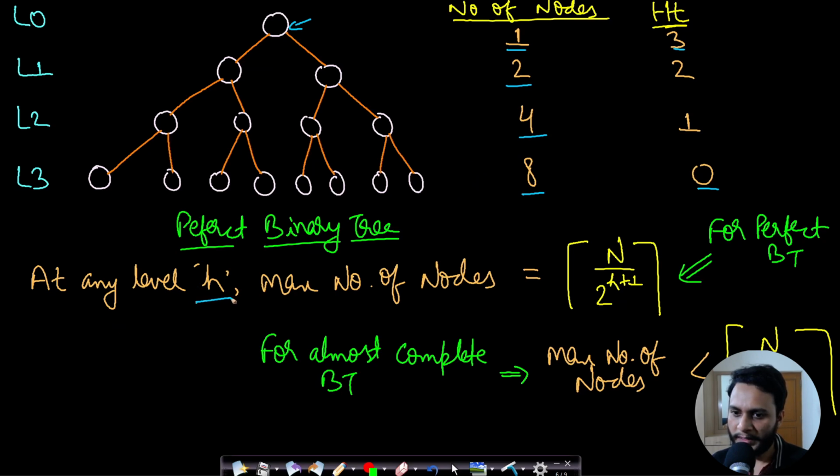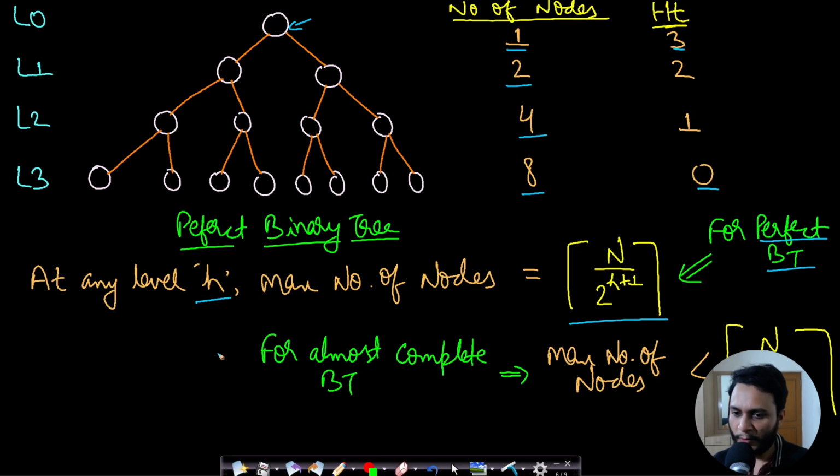Now at any height h, you will see that the maximum number of nodes will follow this formula, ceil of n by 2 to the power h plus 1. So this is valid for a perfect binary tree. You can take some other perfect binary trees, and this formula will fit there. So what is h? h is nothing but the given height, and n is the number of nodes.